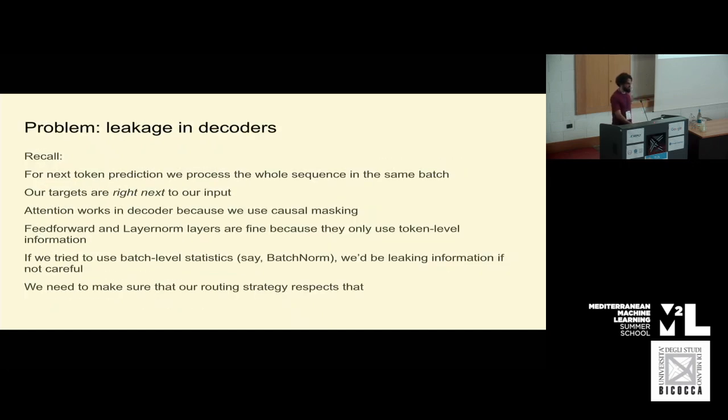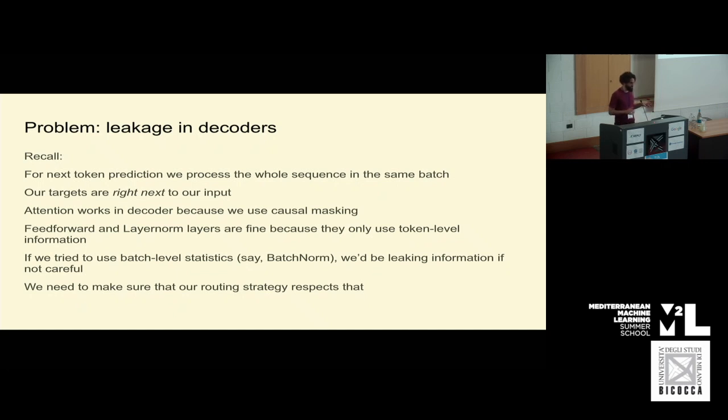One thing that decoders introduce when you're using MOEs for transformers is this leakage problem. I think it's a fairly relevant problem. It's mentioned in the literature, but I think it's worth highlighting. So the idea is that, stepping back a little bit, for next token prediction, we're going to process the whole sequence in the batch, right? So the targets are going to be very close to the inputs. They are the inputs in a way. You just shift them, right?